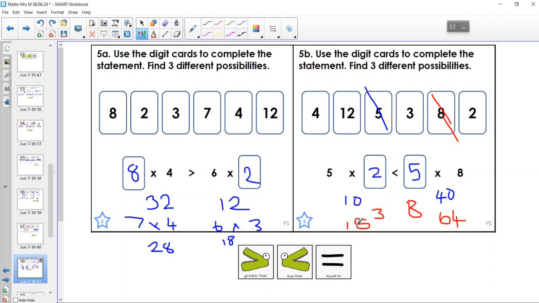So lots of possibilities. Well done for concentrating on that today, children, because that was really, really tricky. I'm really impressed. Tomorrow, we're going to practice our times tables.